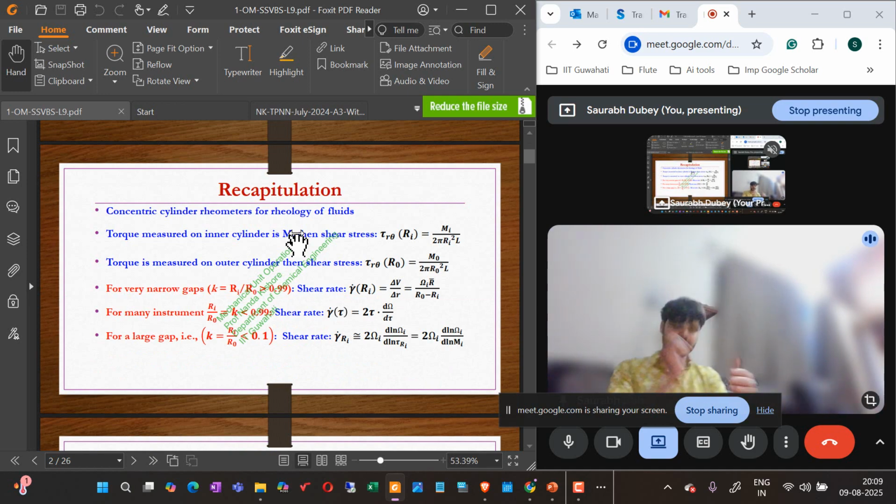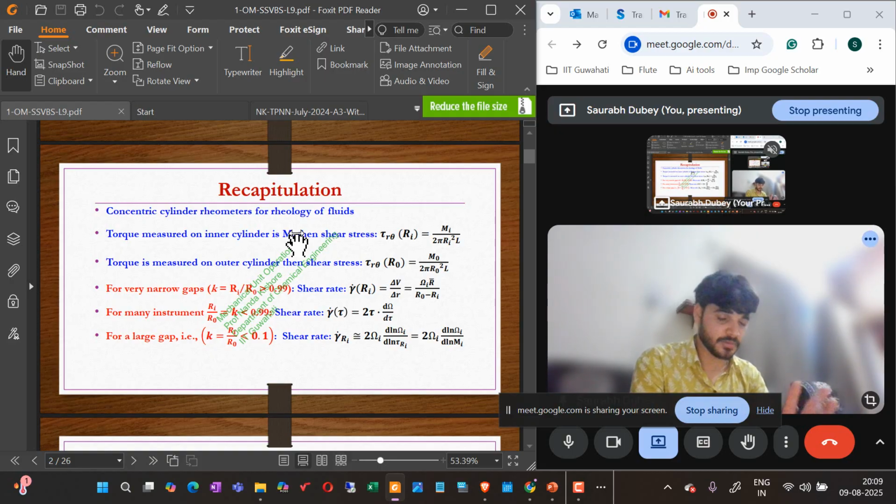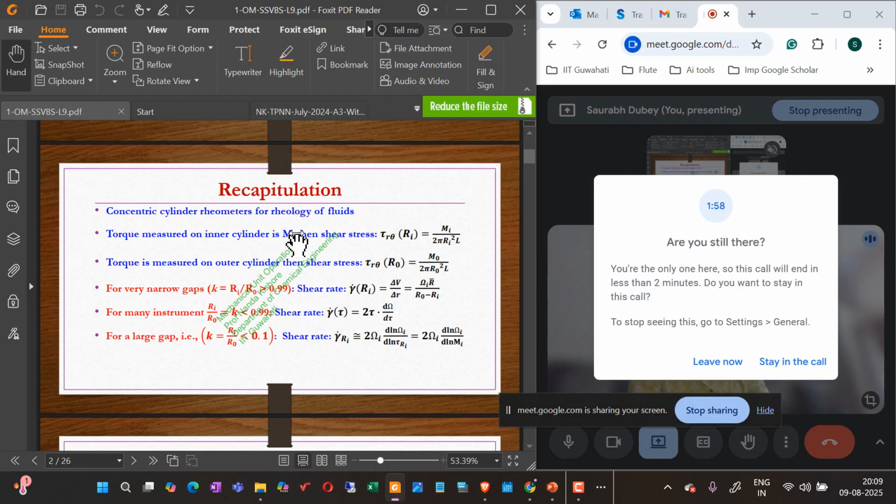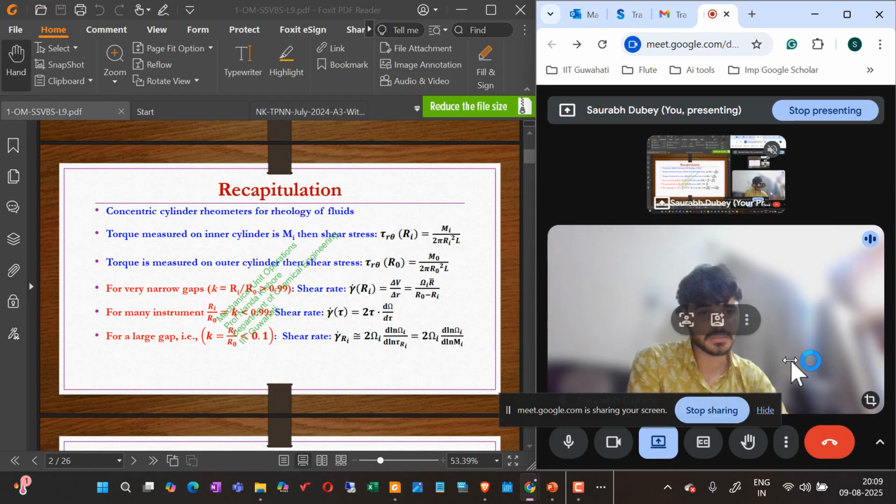Here you had the recapitulation of whatever you learned in this first week, where you came to know about the torque measured on the inner cylinder. As concentric cylinder rheometers you have, then there will be disc type rheometers: one static disc and another one a rotating disc, right? And then the cone and plate kind of setup which you got to know. Each has its own advantages and disadvantages.